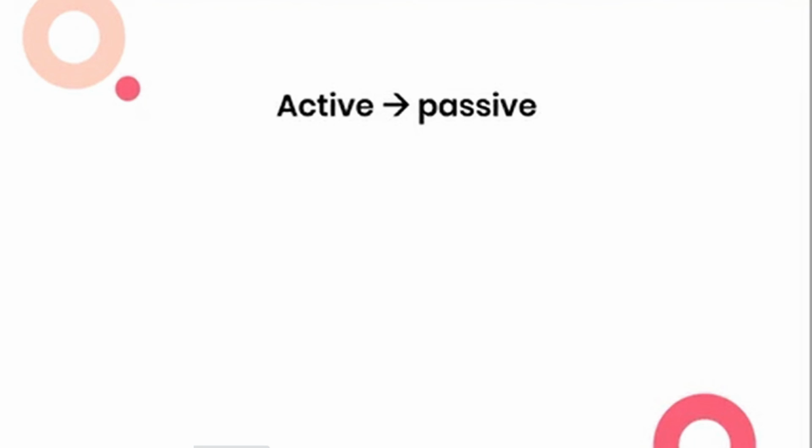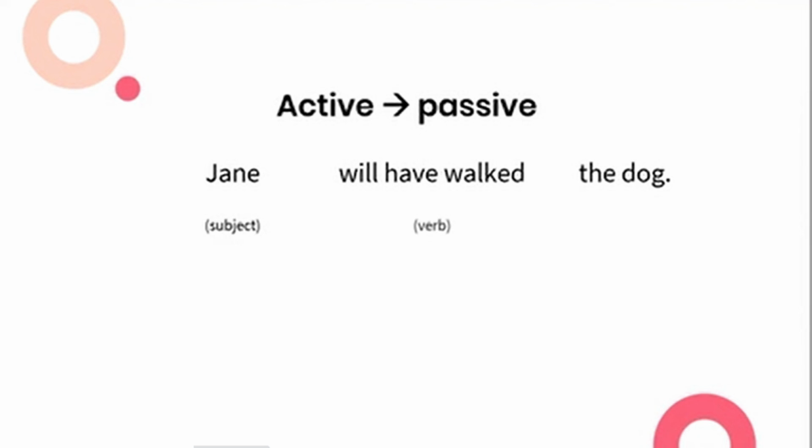In the active form, we've got our subject Jane, our verb in the future perfect tense will have walked, and we've got our object, the dog. Okay, so let's see how the future perfect tense verb changes in passive form.